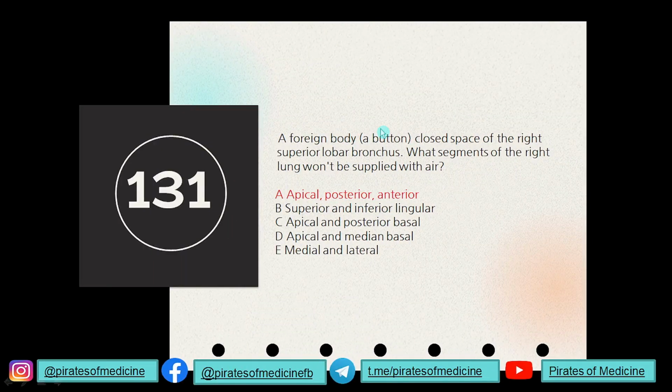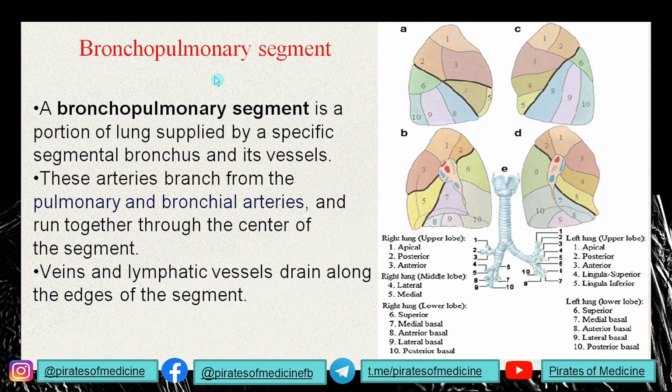131 question: a foreign body closed the space of the right superior lobar bronchus. What segments of the right lung won't be supplied with air? So if you remember, superior lobar bronchus they are asking about. I told you that the bronchopulmonary segments can be divided this way: the right lung has three lobes, the upper, the middle and the lower lobe, and the right superior lobe has three segments, the apical, the posterior and anterior. On the other hand, the left lung superior lobe has apical, posterior, anterior, and lingula superior and lingula inferior. So this is the difference between right and left lung.